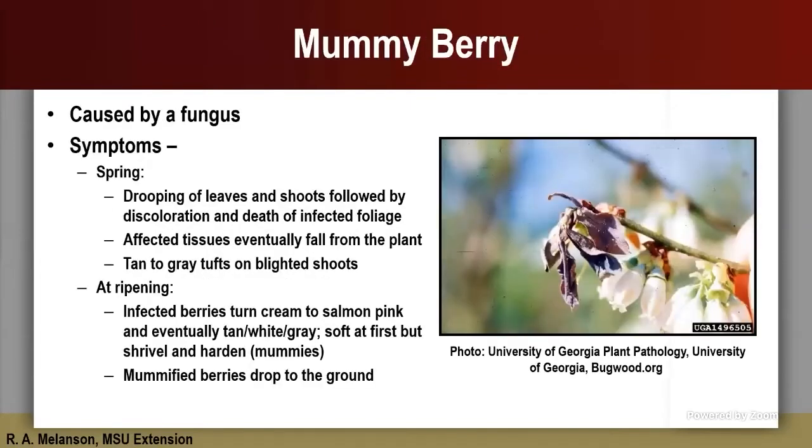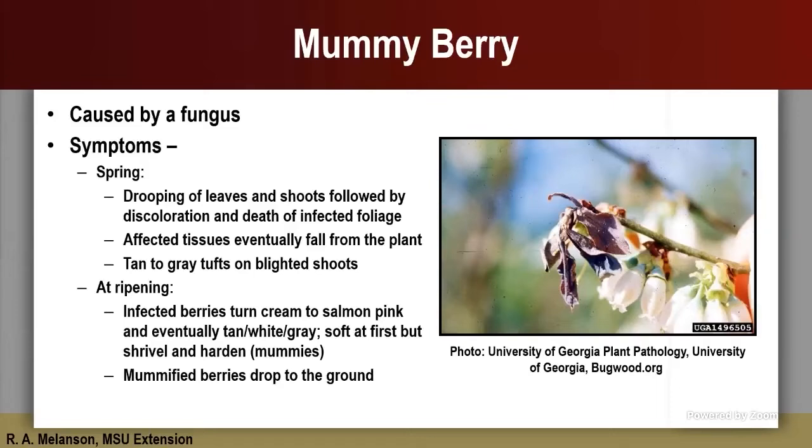Mummy berry, again, is another important disease that many of you are probably familiar with. It is caused by a fungus. Symptoms in the spring may be observed as drooping leaves and shoots, followed by discoloration and death of the infected foliage. Those affected tissues eventually fall from the plant, but you can see tan or gray tufts on blighted shoots, excuse me.